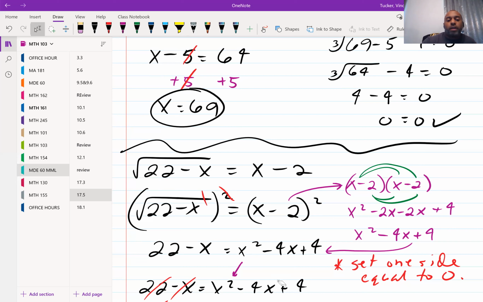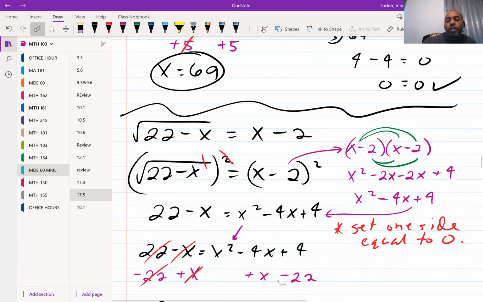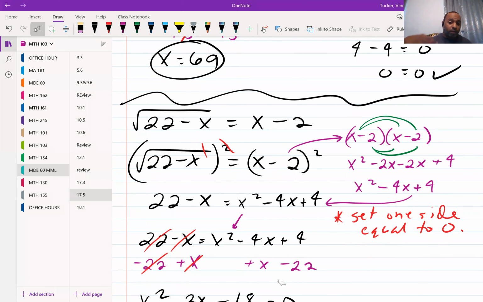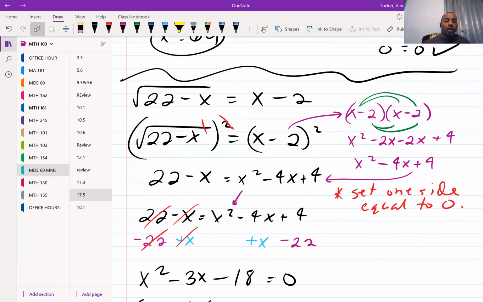All right, so now we have 22 minus x equal to x squared minus 4x plus 4. Notice in the red I wrote, we want to set one side equal to 0 because now we have this quadratic situation. We have x squared, so we want to set one side equal to 0. So I subtracted 22 and added x to both sides. That will give me x squared minus 3x minus 18 equal to 0.